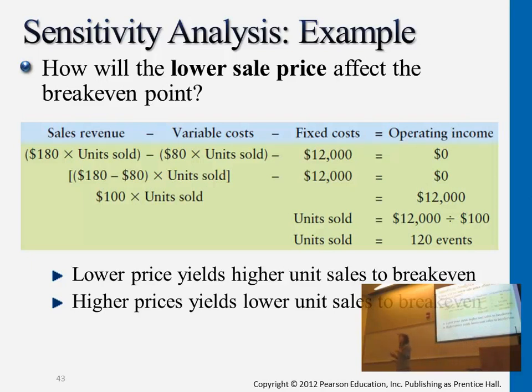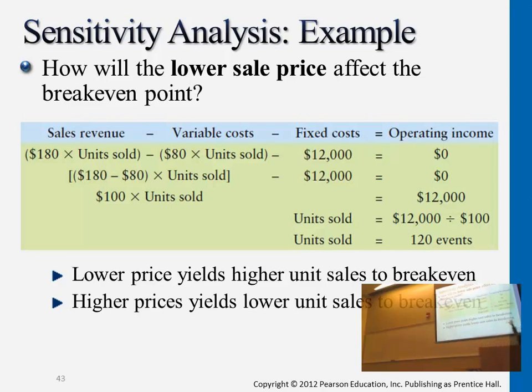We have to sell more events, right? If earlier we provided to 10 customers, that would give us $2,000. Now we lower the price, so every event we're only getting $180. We provide to 10 customers, we're not getting $2,000, we're only getting $1,800. So we need to sell more events.